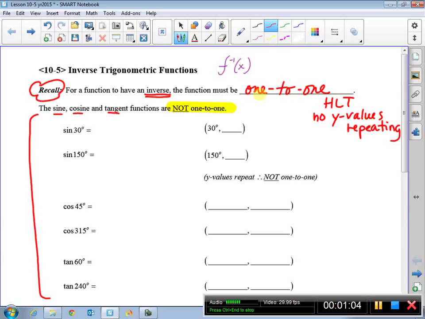The sine of 30 is a half. The sine of 150 is also a half. You can try both of those on your calculator. Just make sure you're in degree mode. If I put in 30, I get a half for the sine function, and if I put in 150, I get a half. So you can see I have repeating y values. When y values repeat, we do not have a 1-to-1 function.